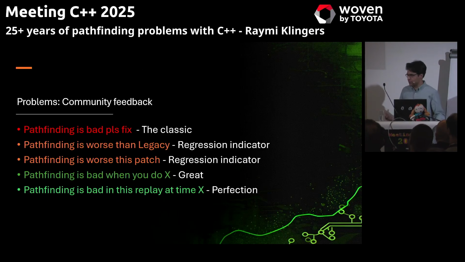But in Age of Empires, we also have a thing called replays. Our simulation is deterministic, so we can use replays to play back a game that happened. And if they provide us a replay and a time at which the pathfinding was bad, then we have a perfect reproduction case. So that's amazing if they do that.